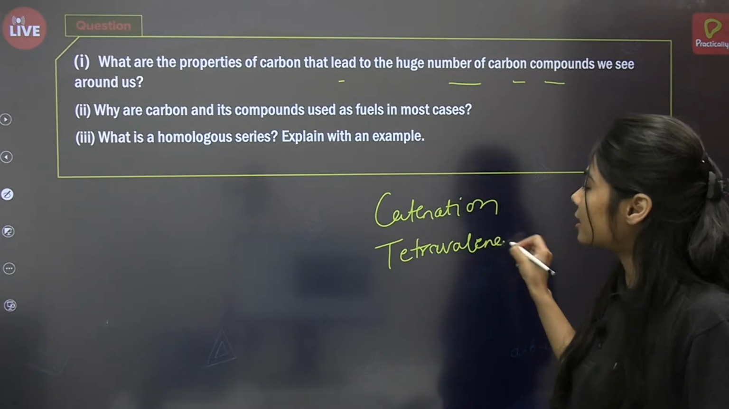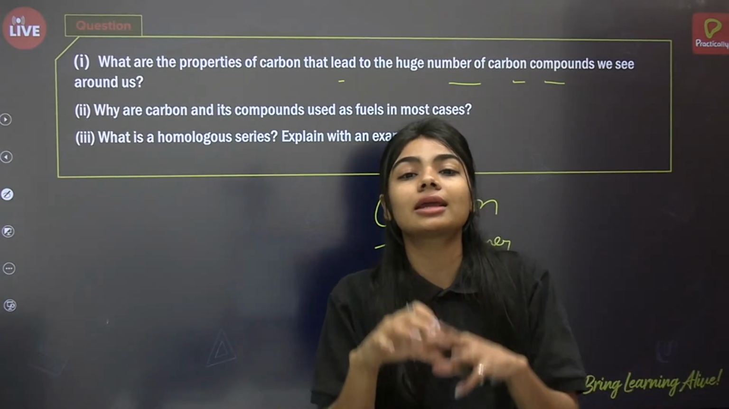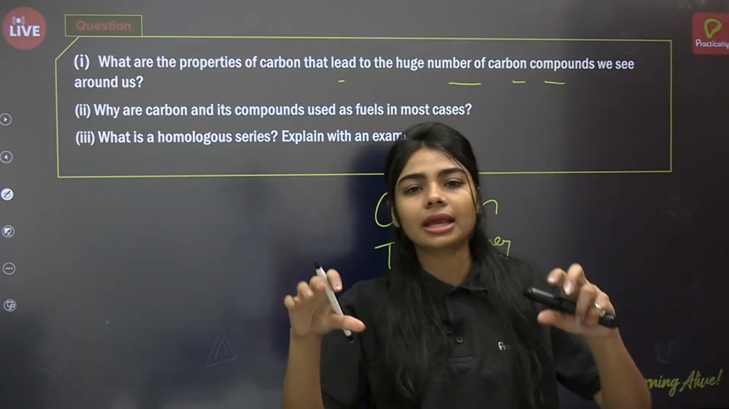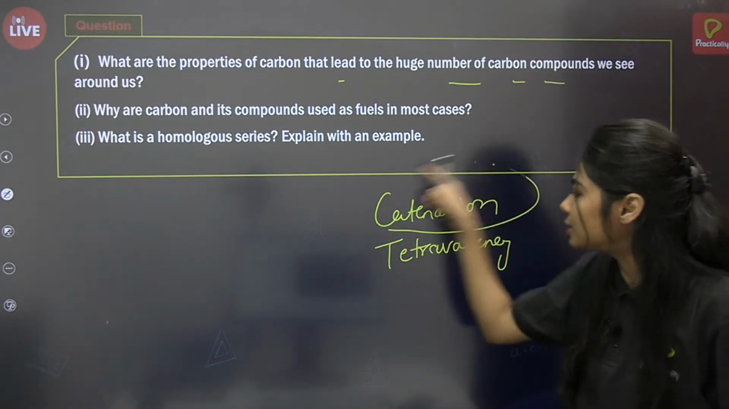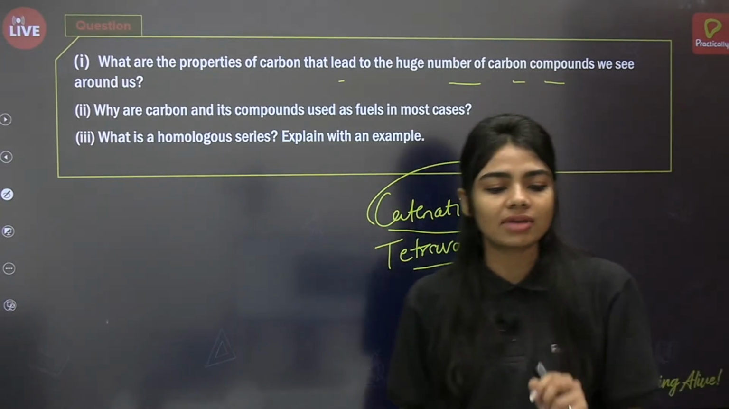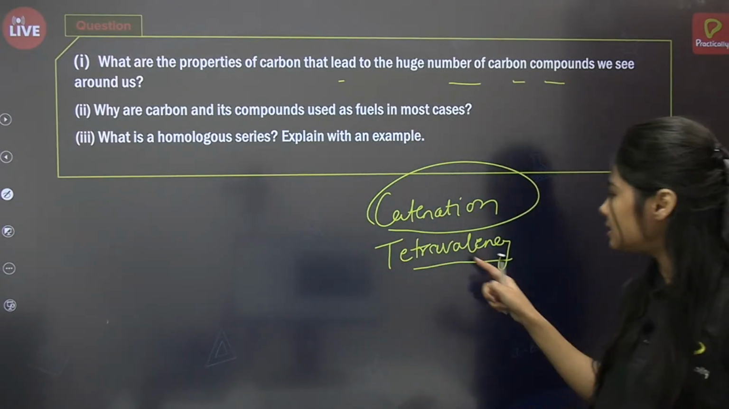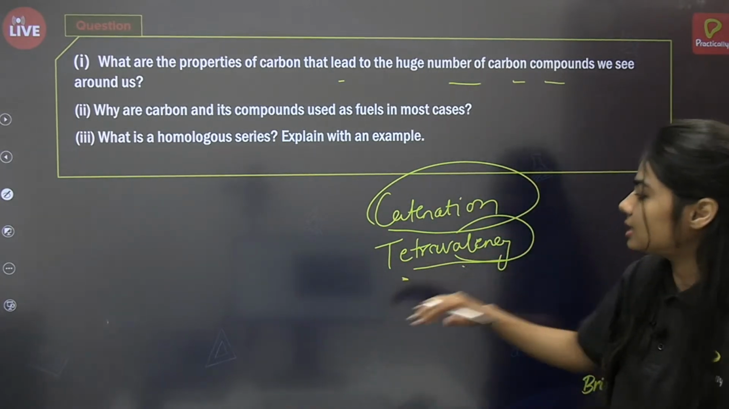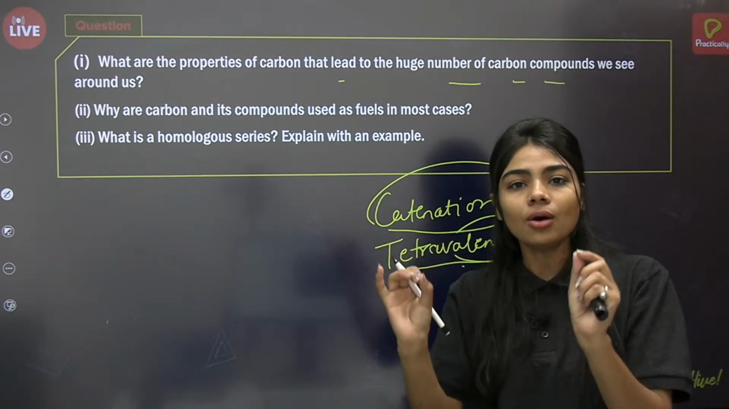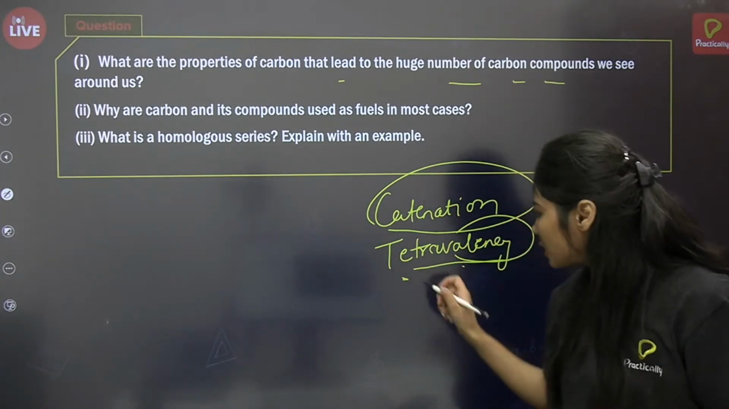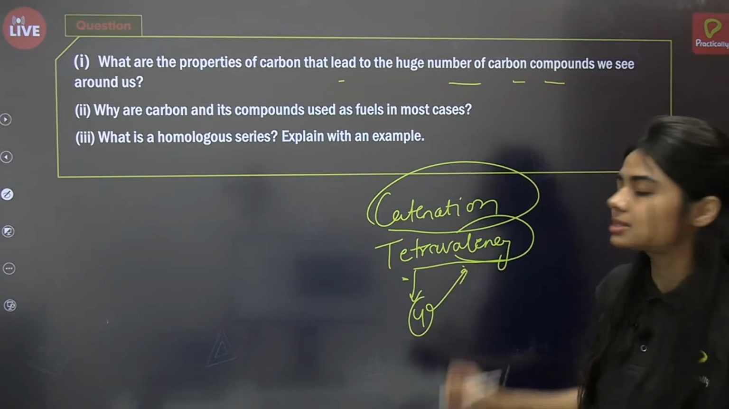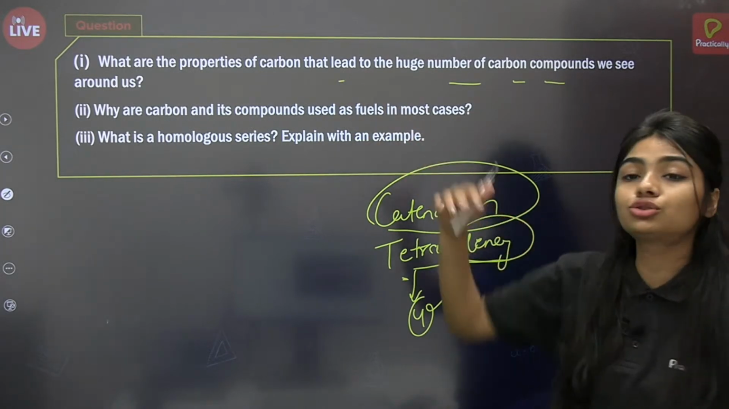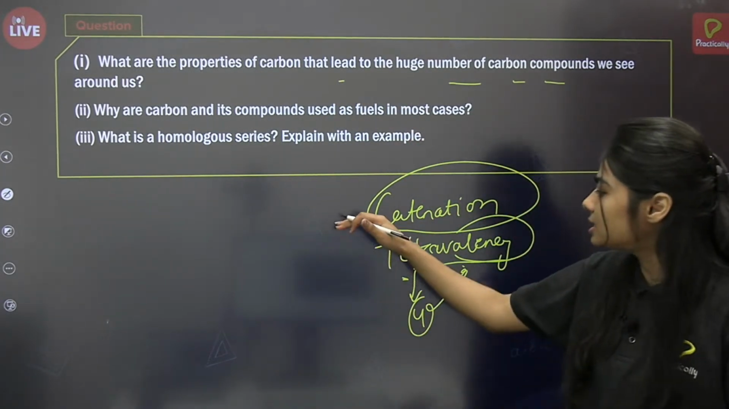What is catenation? Catenation is the self-linking or self-combining capacity of a particular element. So carbon has the self-linking capacity. This property is called catenation. What do you understand by the term tetravalency? Tetra means 4. Valency means it can share 4 electrons. So it is forming 4 bonds. How? Because of the 4 valence electrons. It is having 4 valency, that is why it is called tetravalent. So the two reasons why carbon compounds lead to the huge number of compounds are catenation and tetravalency.